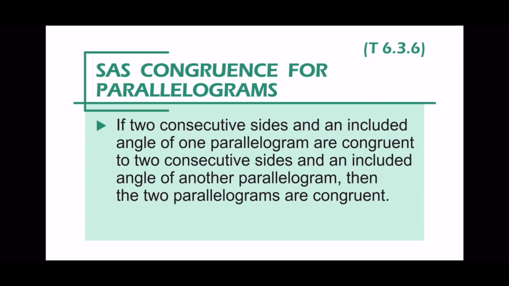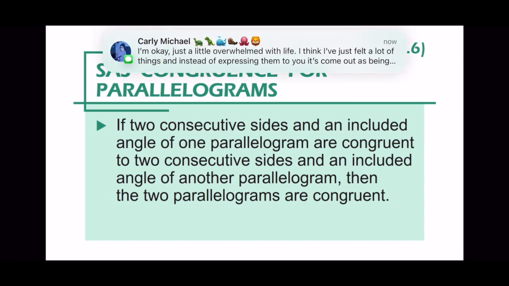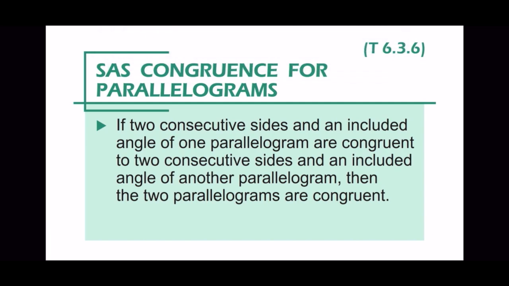So now that we've finished that example, let's note the other theorem on page 265, the SAS congruence theorem for parallelograms. Here's what it says. If two consecutive sides and an included angle of one parallelogram are congruent to two consecutive sides and an included angle of another parallelogram, then the two parallelograms are congruent. Now, two things to notice here. First, this theorem applies only to parallelograms and not to other polygons or even other types of quadrilaterals. And second, as with triangles, the congruent angles must be the angles included between the pairs of congruent sides.